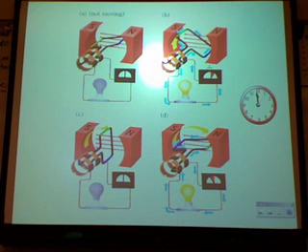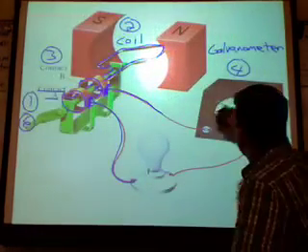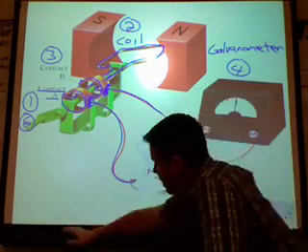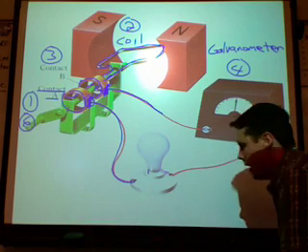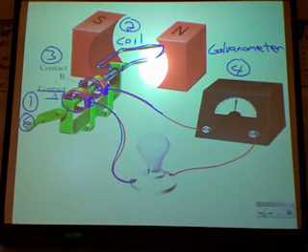Number 4, how often does the current reverse directions with each complete turn? Who can answer that one? Sky? Once. The current reverses once with each turn. And again, people get confused. They confuse the difference between the direction that it's flowing and the number of times it changes.